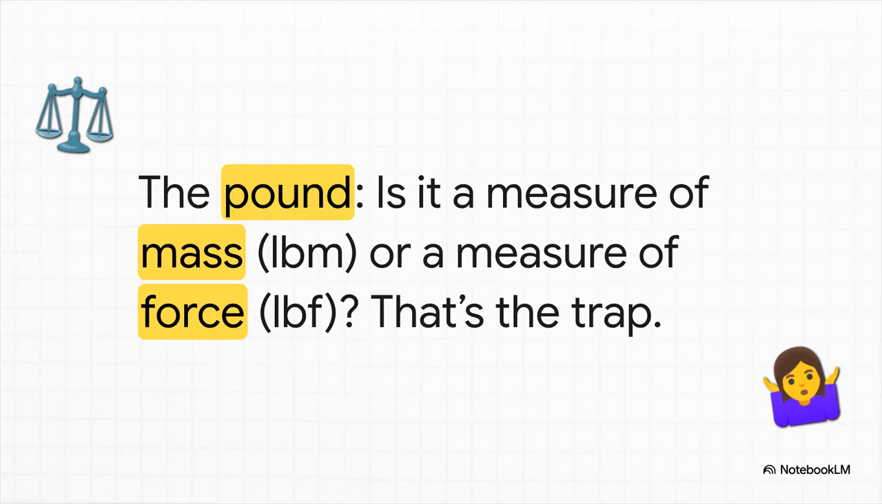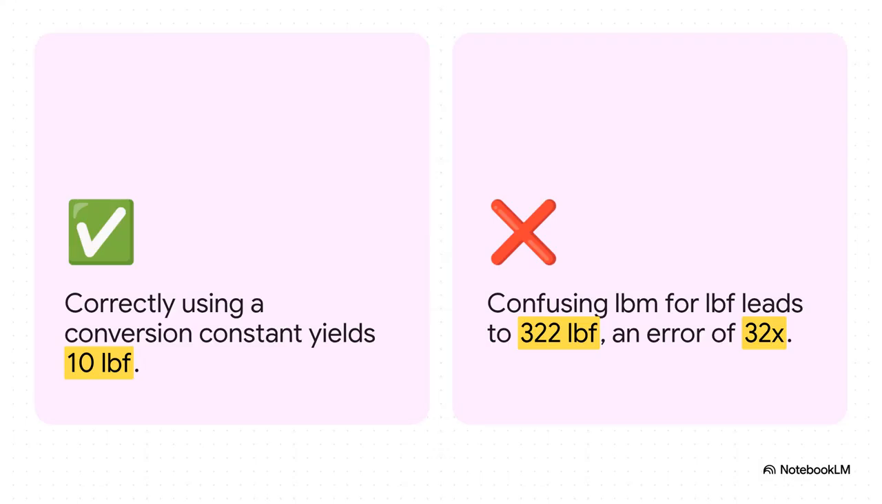Let's talk about a classic trap, one of the biggest headaches in all of physics and engineering, the pound. I mean, what is it? Is it a measure of mass or is it a measure of force? The answer is, yeah, it's kind of both. And that's exactly why it's such a trap. So here's the deal. You've got pounds mass, lbm, which is how much stuff is in an object. Then you've got pounds force, lbf, which is the pull of gravity on that stuff. They are absolutely not the same thing.